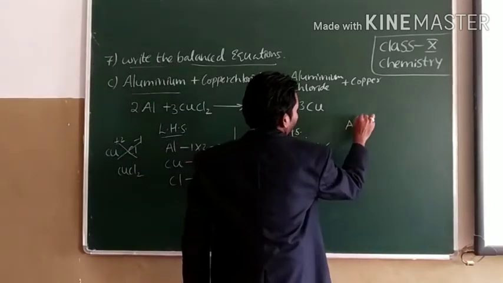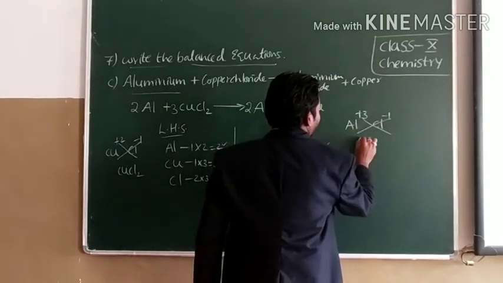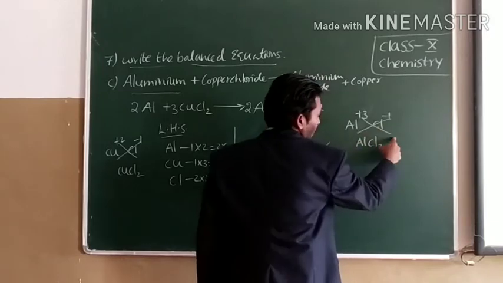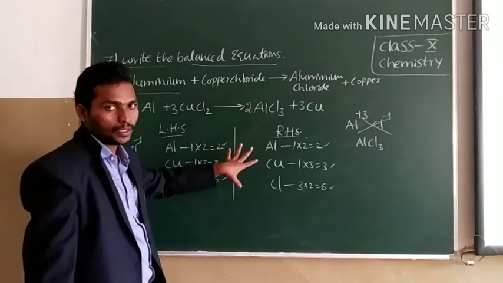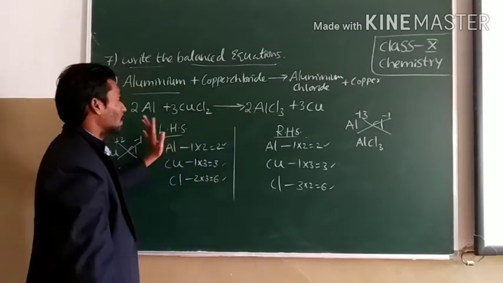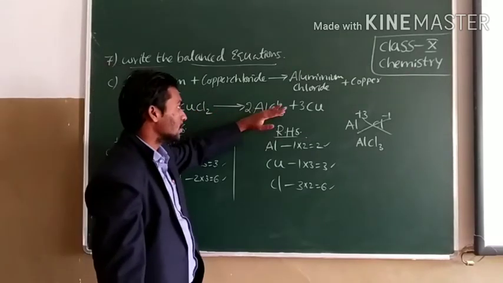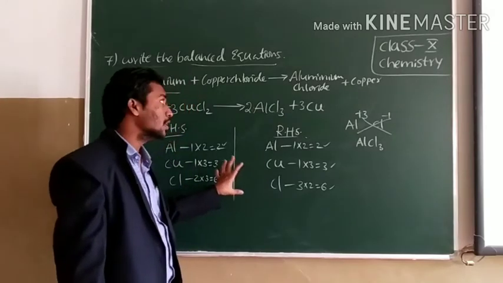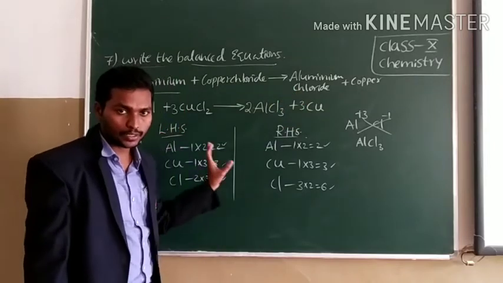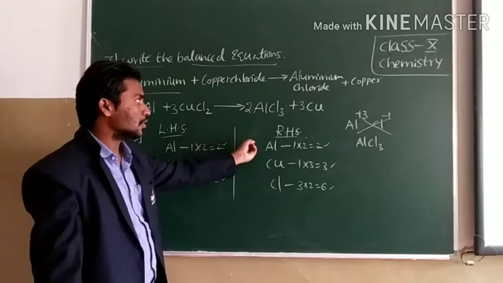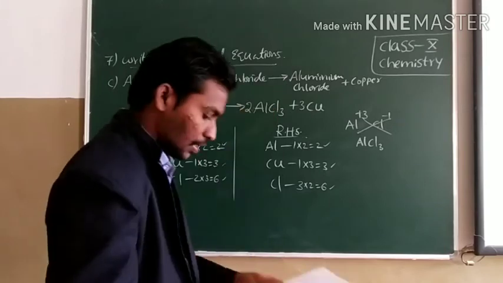AlCl3, aluminum charge is plus 3. Chloride minus 1. Crisscross the charges. 3 will come here, 1 will go there. AlCl3. This is the way we should write chemical formula of the compounds, and in this manner we have to balance the equation. 2Al plus 3CuCl2 gives rise to 2AlCl3 plus 3Cu. This is the balanced equation of aluminum plus copper chloride gives rise to aluminum chloride plus copper. I hope you understand this, children. And we have to complete remaining questions from this session. Next, one more question. 8th question.